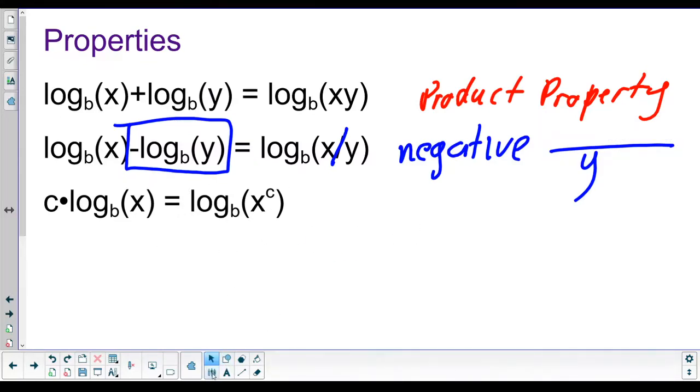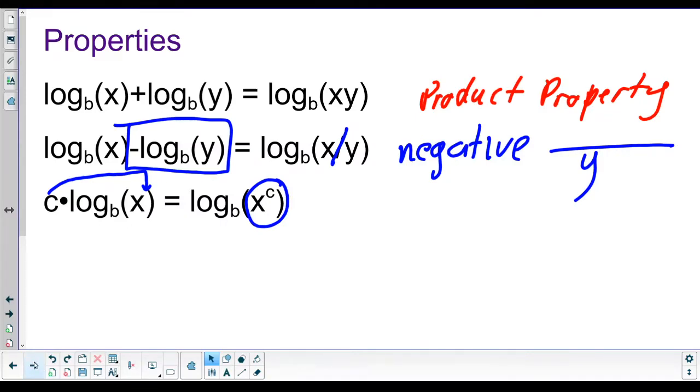Our last one here, this is called the power property. This one says that if you have a coefficient in front of your log, so this c is a constant. It could be 7, it could be 3, it could be x. It doesn't really matter. But if you have something outside the logarithm being multiplied to the logarithm, what you're allowed to do is take that coefficient, bring it inside the argument, and turn it into an exponent on your argument. Okay? So there's our 3 properties. Product property, quotient property, because, dividing, the answer of a division problem is a quotient. And then power property, because we turn it into a power.